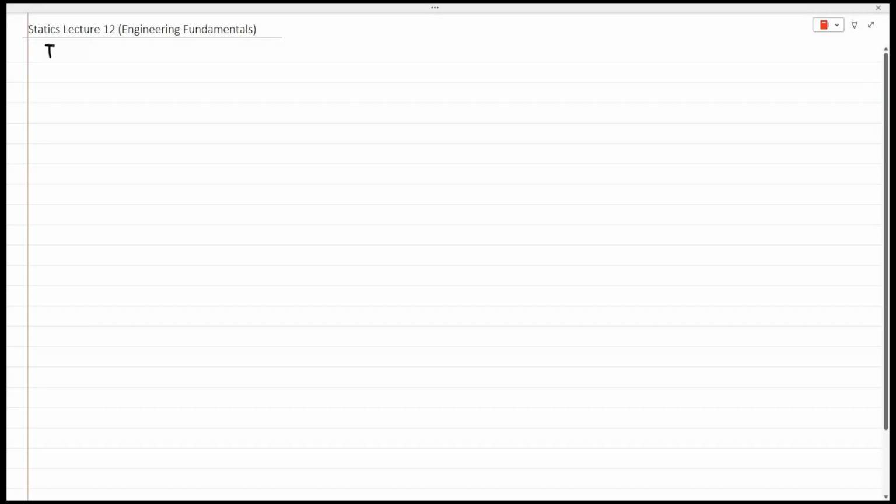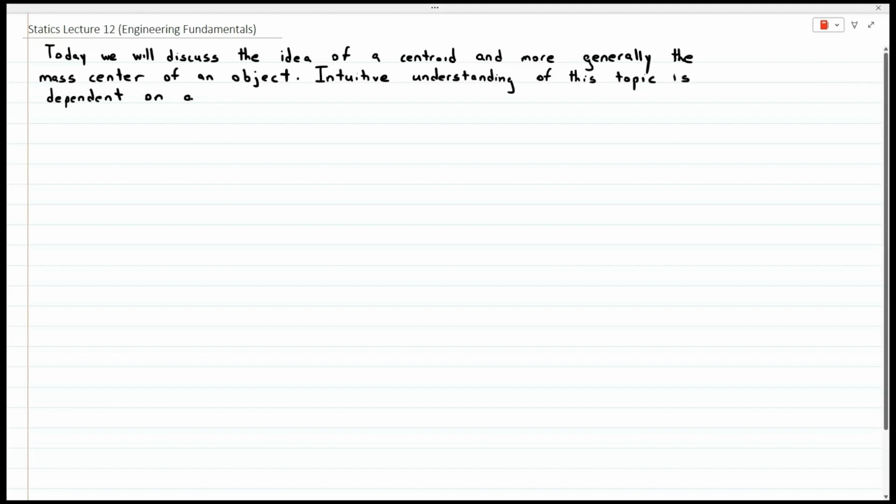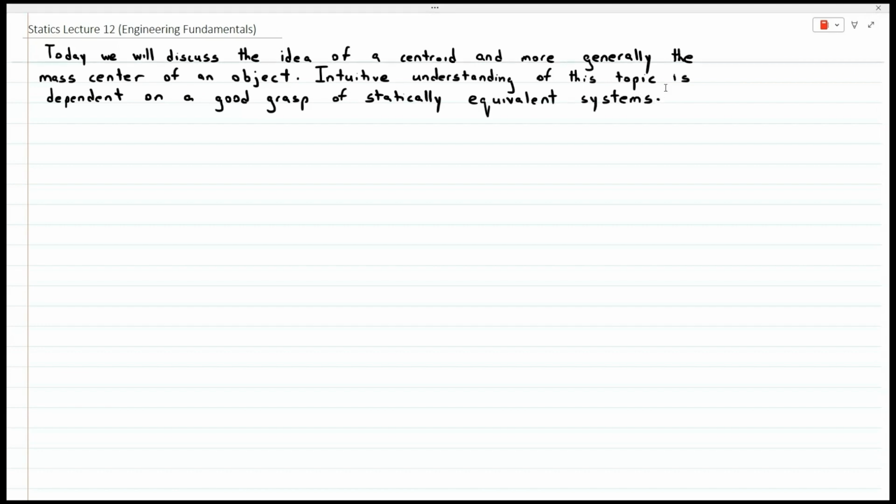In this video, we'll be discussing the idea of a centroid and, more generally, the mass center of an object. We won't be using formulas, or some instructors like to use tables in order to compute the mass center or the centroid. What we'll be doing is intuitively understanding the centroid, and this is dependent on having a good grasp of statically equivalent systems, which I reviewed in my last video. Check out the video if you want a quick reminder on the idea of statically equivalent systems.